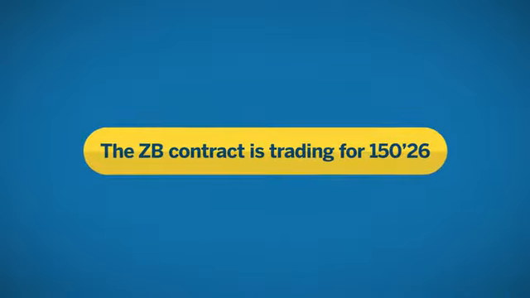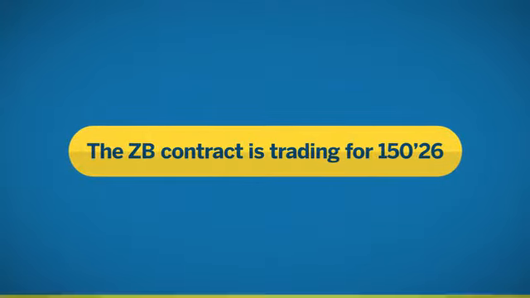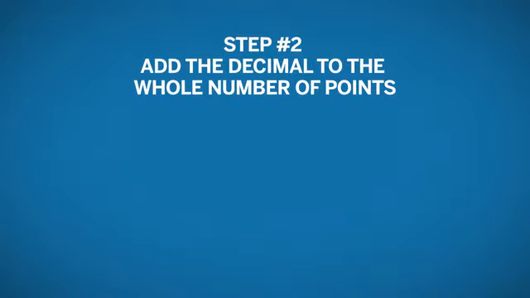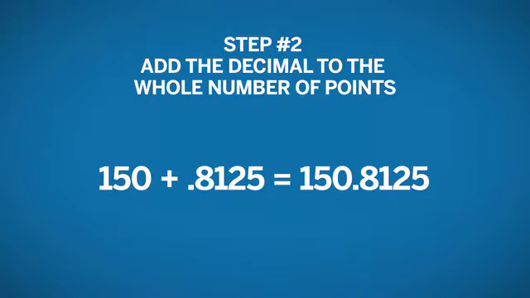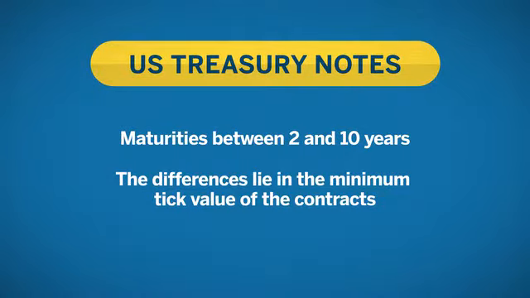Here is a trading example. Let's say the ZB contract is trading for 150 and 26/32nds. The calculation to determine the decimal value of the fraction in this case is 26 divided by 32, which equals 0.8125. Next, add the decimal amount to the whole number of points, in this case, 150 plus 0.8125. Now we have a quoted price in decimal, which is 150.8125.